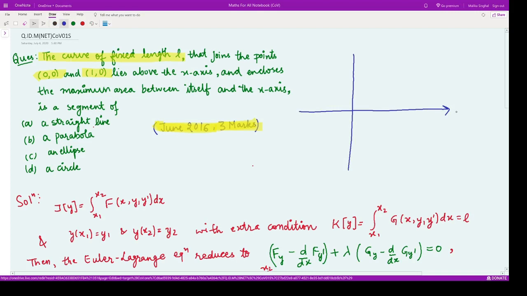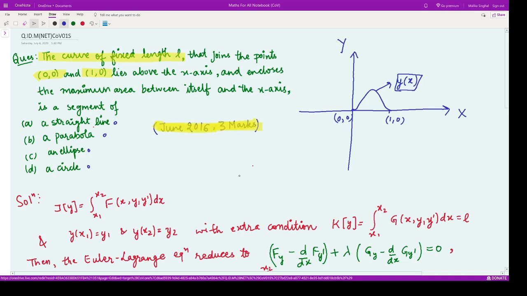Suppose this is our coordinate axis, x-axis and y-axis. Then the point (0, 0) lies here, and the point (1, 0) lies here. Suppose we draw an arbitrary curve passing through these 2 points, and let's call this curve y(x). We need to find in this question what form this curve takes, whether it is a straight line, a parabola, an ellipse or a circle. Moreover, what extra conditions are we given in this question?